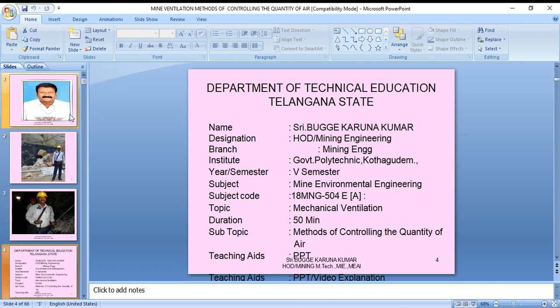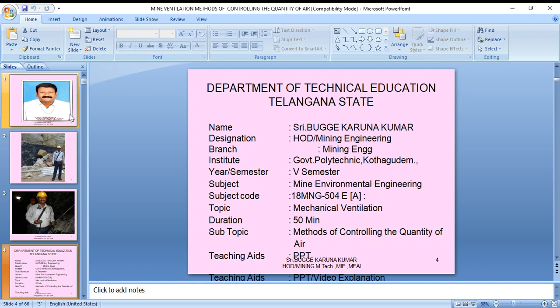Well, my name is Karuna Kumar. This is a part of the mine environmental engineering subject, mechanical ventilation, around 50 minutes duration: methods of controlling the quantity of air. How do we control the quantity of air? Because otherwise unnecessarily high quantity is released to the persons, and the distribution of air must be effective. Mine is a big challenge.